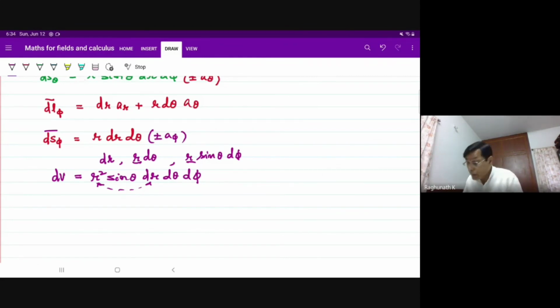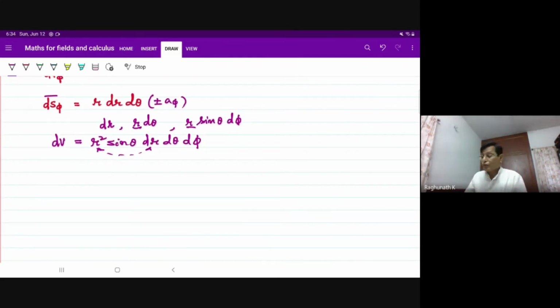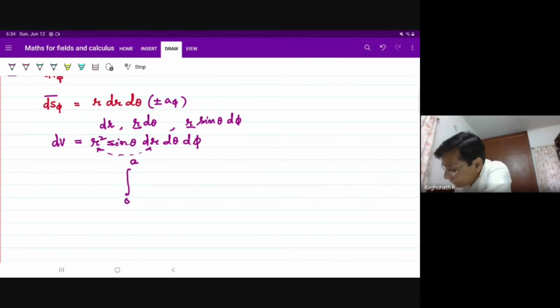If I want to calculate the volume of the sphere of radius A, every point inside that volume I want to talk about. Integral 0 to A r squared dr, remaining things are constants. Next, integral 0 to pi sin theta d theta. Next, integral 0 to 2 pi d phi.